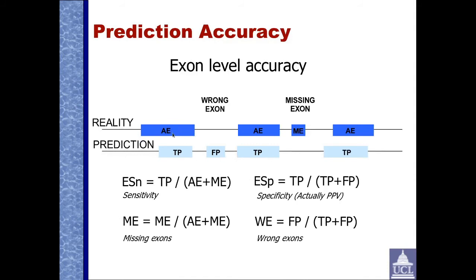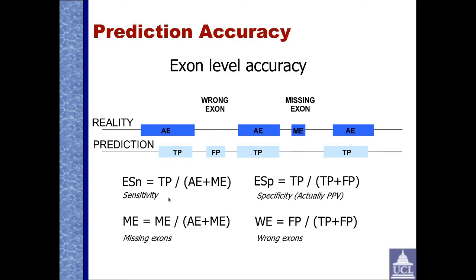So we can calculate numbers of actual exons, missing exons, true positive predictions, and false positive predictions, where we've made a prediction, but in fact there isn't an exon there. Now, in order to do this sort of thing, we need to enforce some sort of minimum overlap, and that might be 50% or 70% of an actual exon overlapping with a positive prediction.